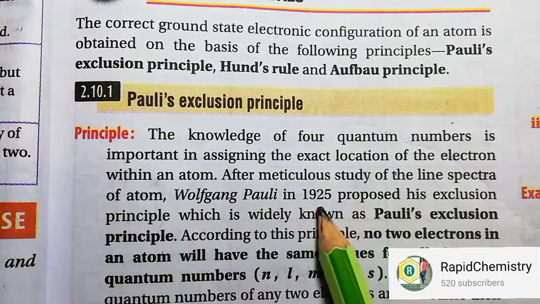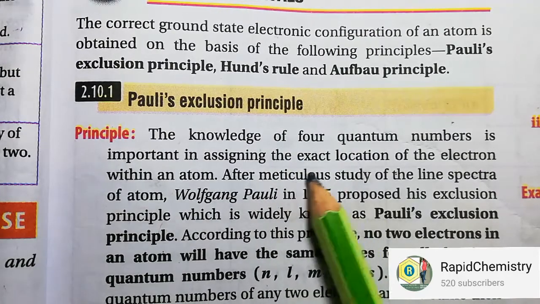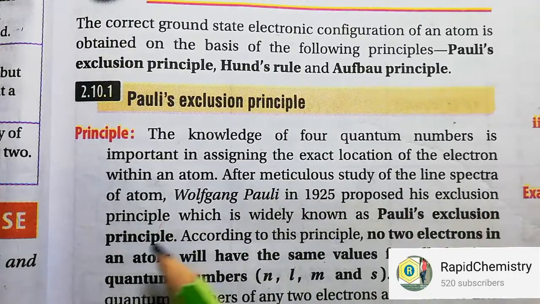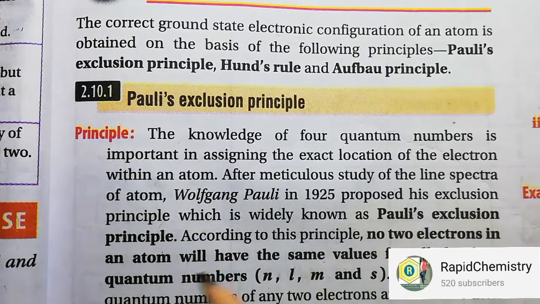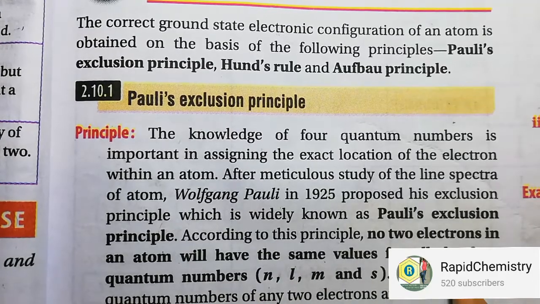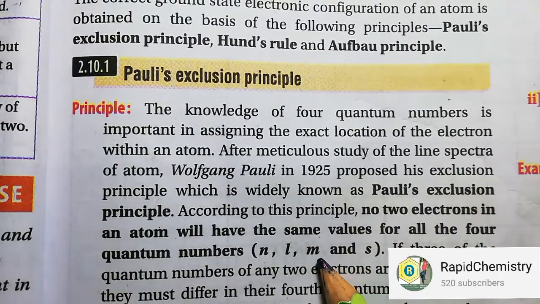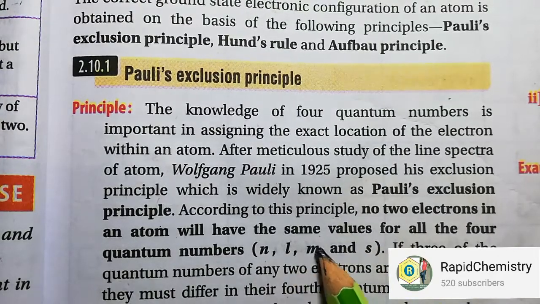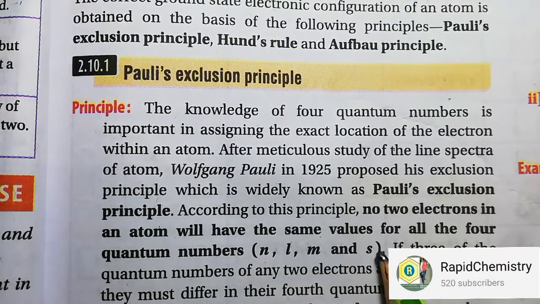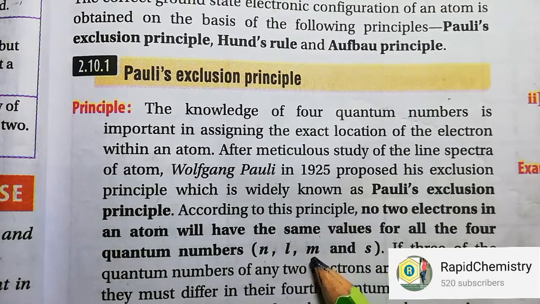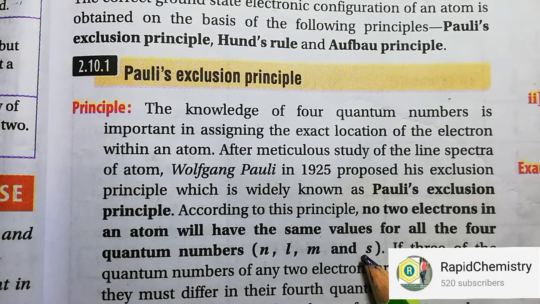Okay, so in the year 1925, after a meticulous study of the line spectra of atoms, Wolfgang Pauli proposed his exclusion principle, and it states that no 2 electrons in an atom will have the same values for all 4 quantum numbers. Okay, so as we know, each electron can be represented by 4 quantum numbers n, l, m, s. Okay, no 2 electrons can be found in an atom having all 4 quantum numbers the same. Maximum there can be 3 quantum numbers the same, but not the 4th one.